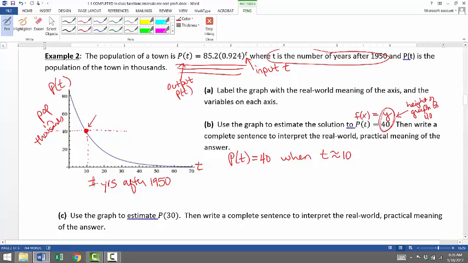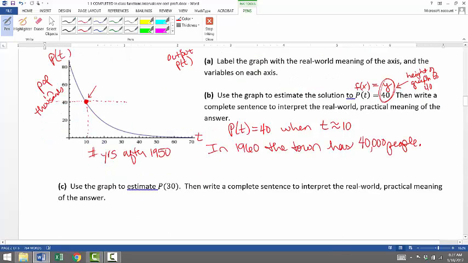I'm using a little wavy equal sign because it is an estimate. Write a complete sentence to interpret the real-world practical meaning. So T equals 10. T is number of years after 1950. So it's saying in 1960, and P of T is 40, which is the population of the town in thousands, so that's 40,000 people in town. So in 1960, there are 40,000 people in the town.